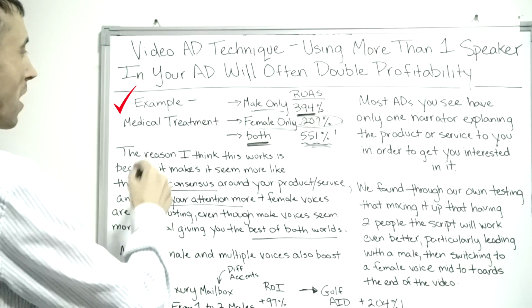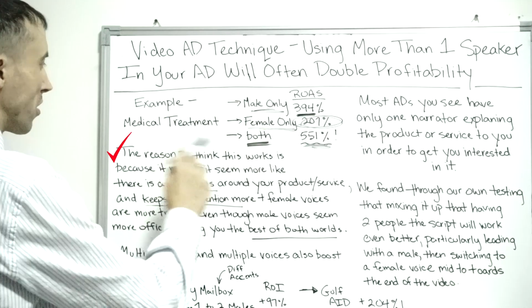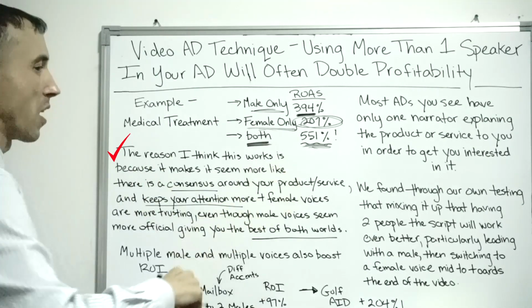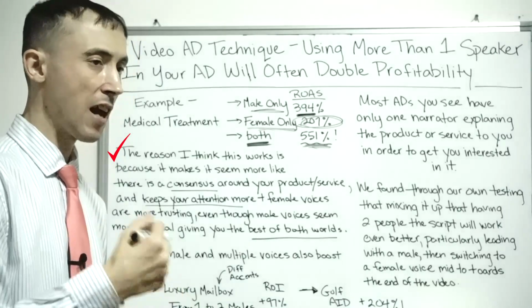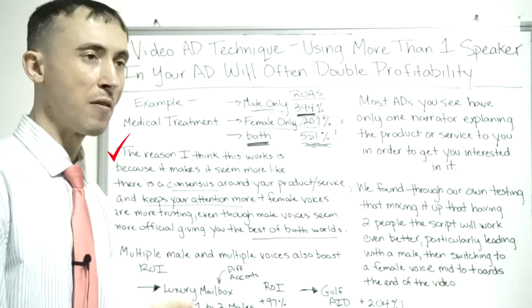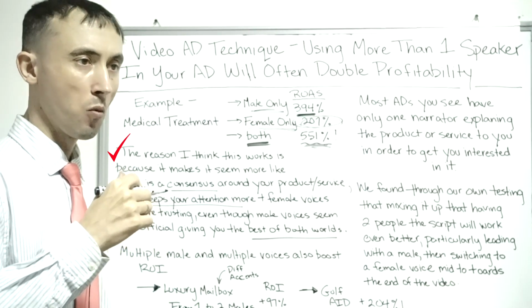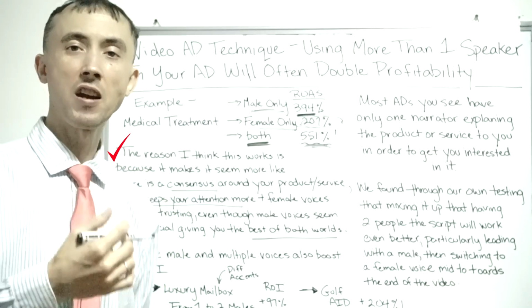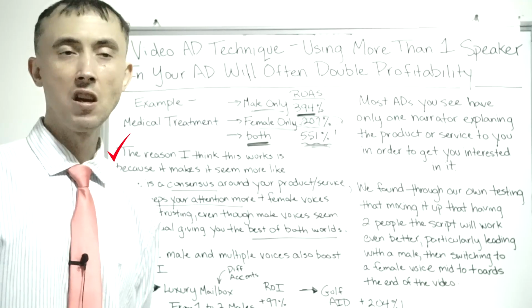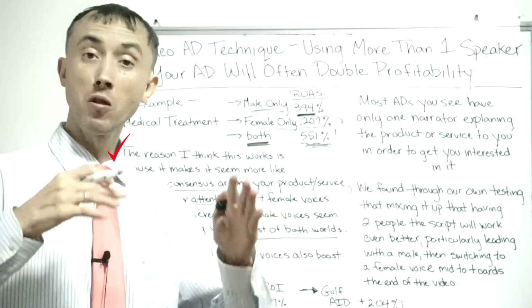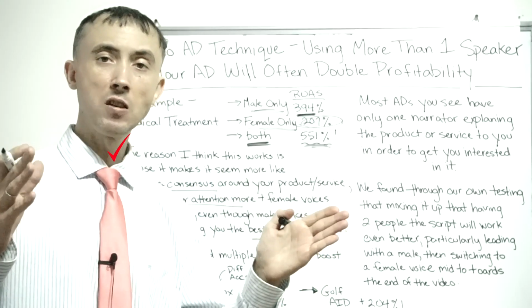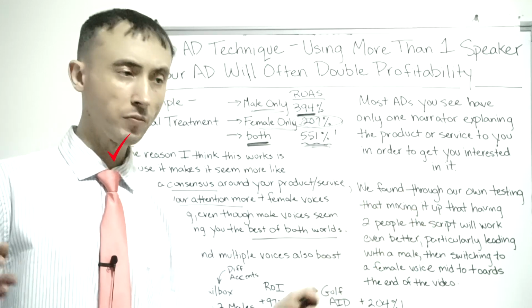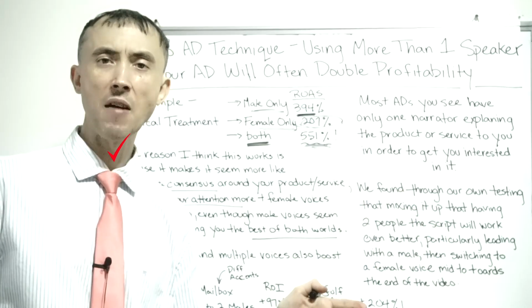The reason why, by the way, again, going back to the start of the video here, the reason why I think this works is because it makes it seem like there's a consensus around your product or service. People are psychologically, through evolution, trained that the more often that they see something, the more likely they are to put stock in it. It's why in marketing there's the so-called power of sevens that says you'll make more money advertising to fewer people more times than a greater amount of people only once. This is true in almost every form of advertising that you can do.